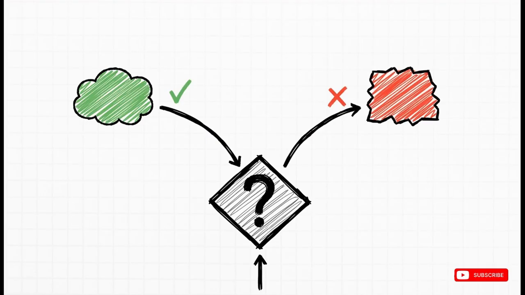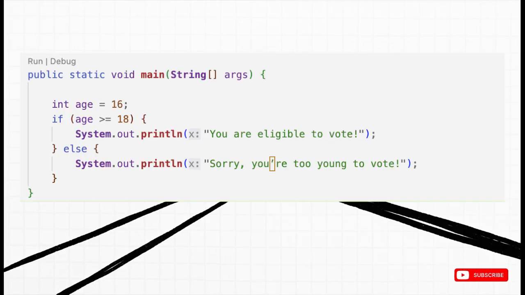An if-else is like coming to a fork in the road. You can't just ignore it, you have to make a choice. If the condition is true, you go down one path. But if it's false, you're forced to go down the other path. The program has to pick one. There's no skipping allowed. So let's go back to our voting example.